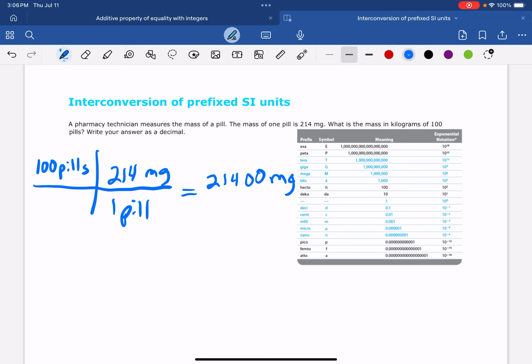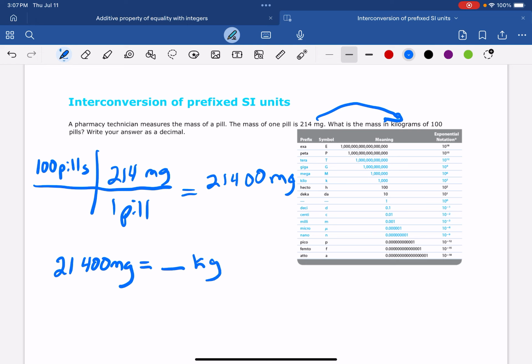So now we've simplified our problem to just going between milligrams and kilograms. And they want you to do it as a decimal, not using exponents or anything. But I'm going to remind you of how we deal with prefixes. As long as we're going between two of the same type of unit in a problem, we can use this really nifty exponent way of doing it. So I'm going to write my number here, 21,400 milligrams, and I'm going to try and convert that to how many kilograms.